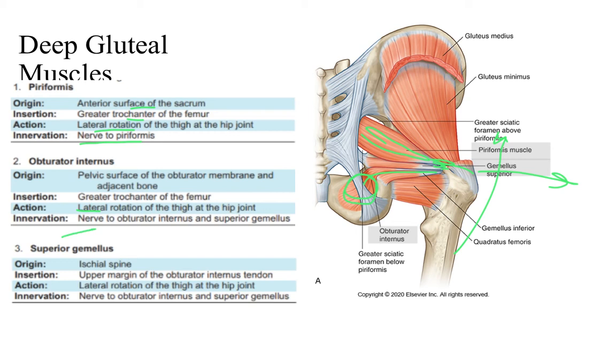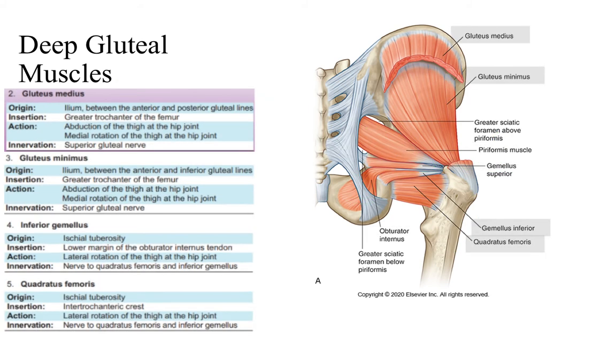And its innervation is going to come from the nerve to the obturator internus and the superior gemellus, which is part of the ventral division of the sacral plexus, rather, specifically coming from L5 to S2, right? And the superior gemellus, basically the same thing as the rest of them. You're going to have the same action, and notice that it has the same innervation as the obturator internus.